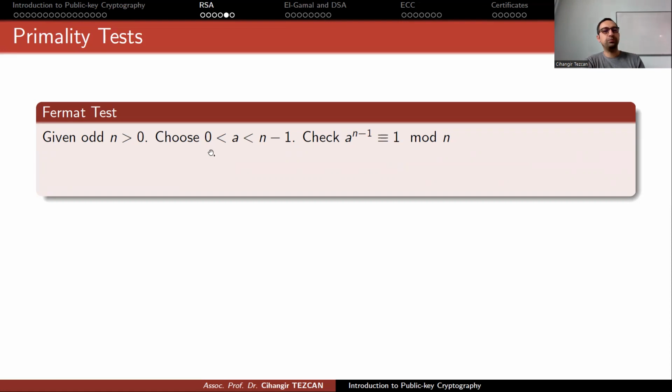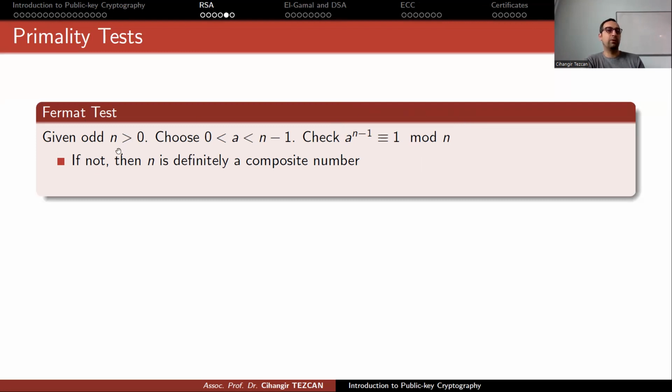What you do is as follows. You randomly choose an integer a, then calculate a to the n minus 1 modulo n, and check if it equals 1. This is important because Fermat's theorem says that if n is prime, this is correct. Because if n is prime, any number to the power n minus 1 should be equal to 1 modulo n. So if this doesn't give you 1, you say that this cannot be a prime number, because Fermat's theorem says that when n is prime, this is correct.